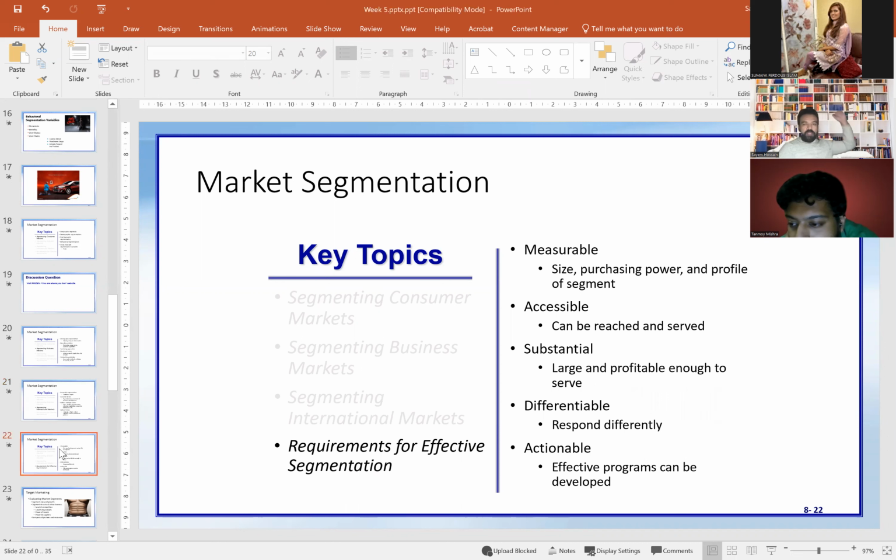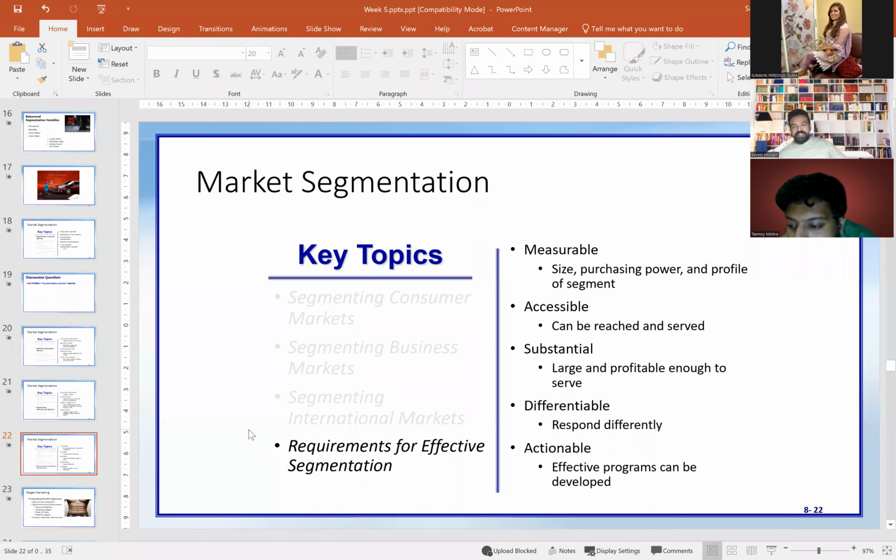Requirements for effective segmentation. Okay, so this is something to sum up all of the segmentation that we just discussed: what are those requirements for effective segmentation? Regardless of domestic or international, consumer market or business market, what are the aspects? First of all, your market should be measurable. There should be some measurable aspects like size, purchasing power, and profile of the segment. So you should be able to quantify that. That is really important.